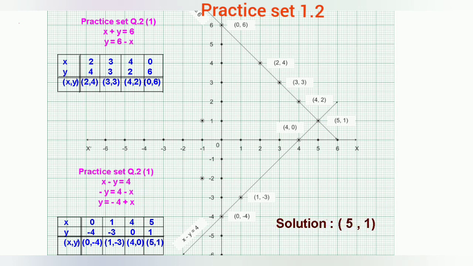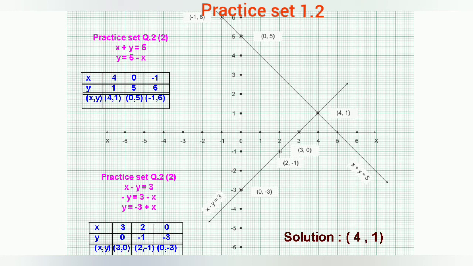We'll take a similar sum next. Here it is x plus y equal to 5. Again convert it into the form y equal to. We'll put the values of x and then we'll get y values like this: 4, 1, 0, 5, minus 1, 6. So all these values we can plot on the graph like this: minus 1, 6, here it is 0, 5 and this is 4, 1.